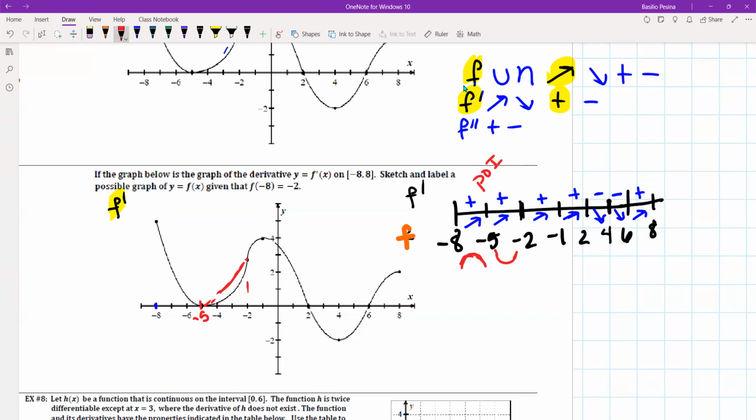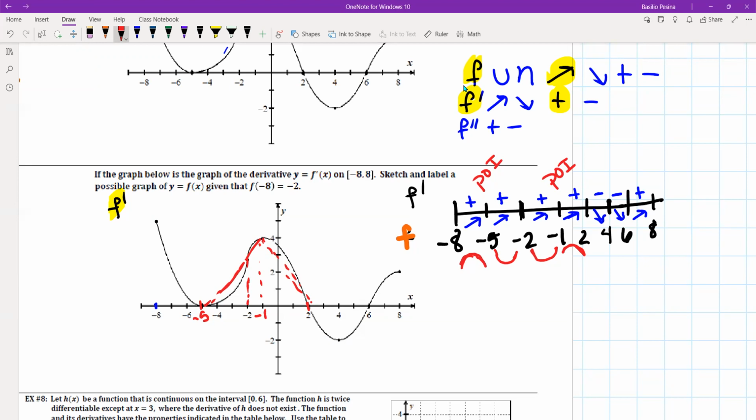Now we can go from -2 to -1, right here. We can see that the graph is still going upwards. It is still increasing, so we have more concavity up. From -1 to 2, we can see that the slope is decreasing, so this is going to be concavity down. And once again, this concavity changed. So what does that tell us about -1? When concavity changes, we have a point of inflection.